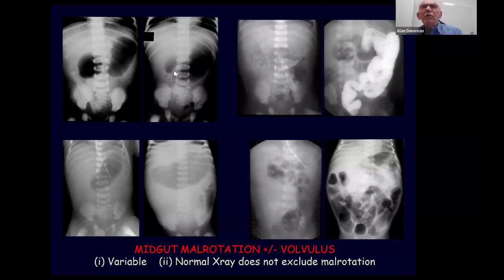So malrotations can have a variety of abdominal x-rays, and you cannot make the diagnosis and you cannot exclude the diagnosis of malrotation based simply on the X-ray. If you think that the baby has malrotation due to the presence of bilious vomiting, one has to go on to something else, like an upper GI series or an ultrasound, in order to confirm or exclude the diagnosis. And one has to do that quickly. That's an acute thing.